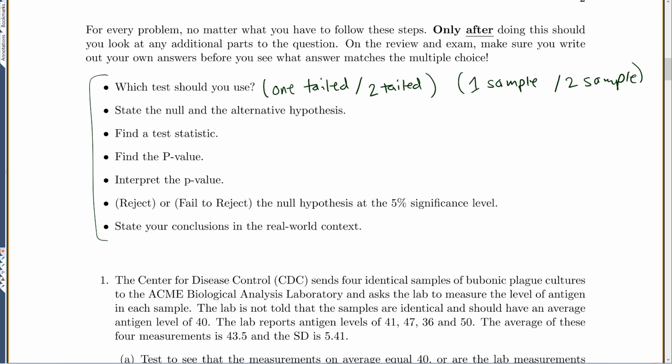And if it doesn't tell us the significance level, we'll just always use that 5%. And you have to state your conclusions in the real world context. And that will always be where you say found evidence or did not find evidence.